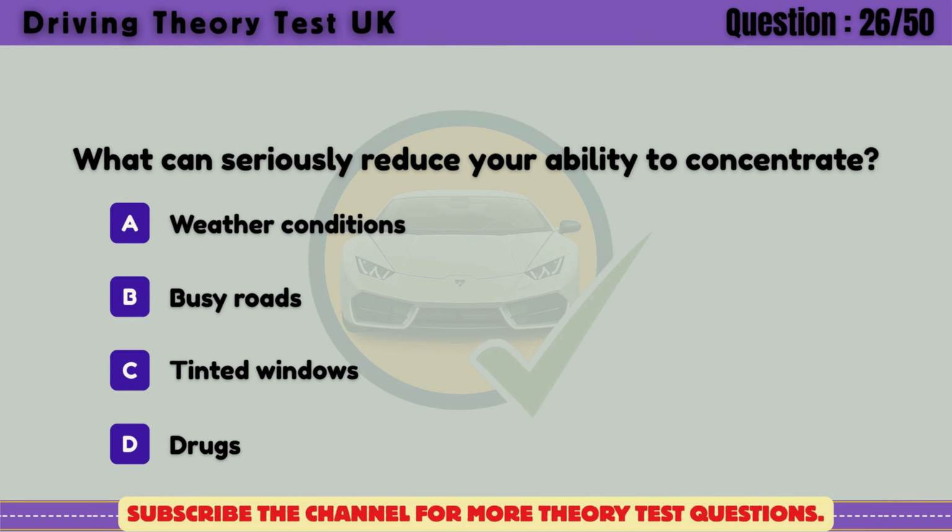Question 26. What can seriously reduce your ability to concentrate? Option A. Weather conditions. B. Busy roads. C. Tinted windows. D. Drugs.